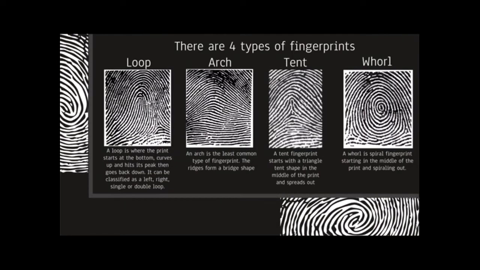There are 4 types of fingerprints: loop, arch, tent, and whorl. A loop is where the print starts at the bottom, curves up, and hits its peak. Then it goes back down, and it can be classified as left, right, single, or a double loop.